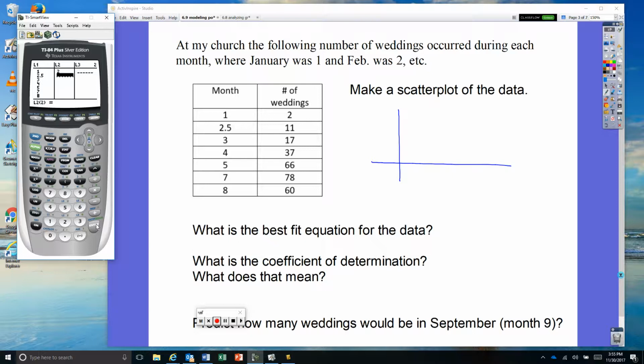2 in list 2, 11, 17, 37, 66, 78, and 60. Then it should be zoom 9 because I left my plot on. So I'm going to jot this down. What is that looking like? Cubic.